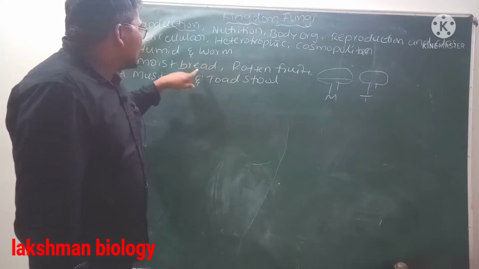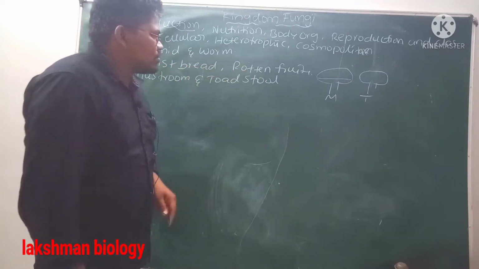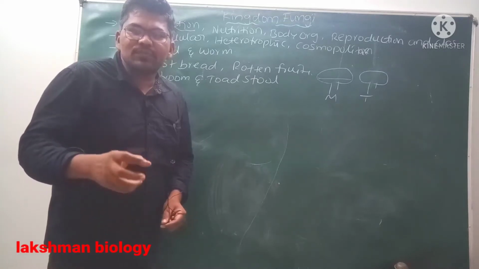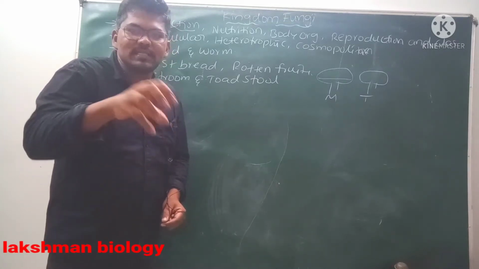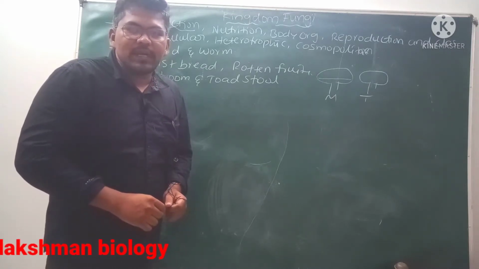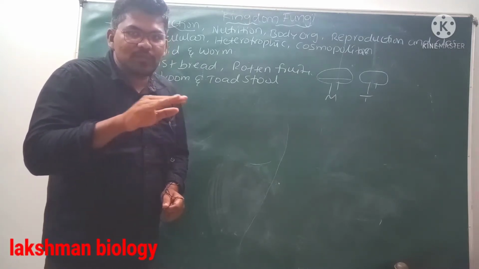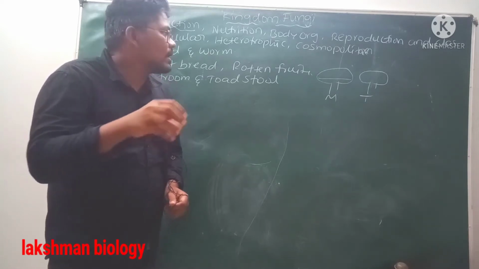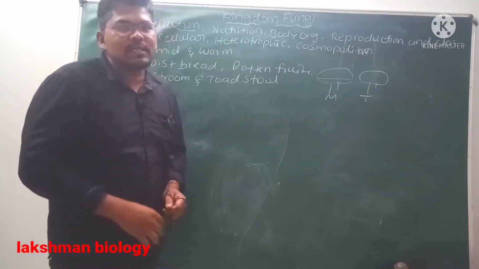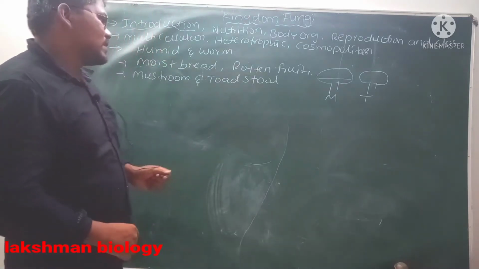Here, rotten fruits means spoiled fruits. If you keep fruits for a few days without using or disturbing them, what happens after a few days? Those fruits will be spoiled. Spoiled fruits are called rotten fruits. On the rotten fruits also you can see the black color fungi.